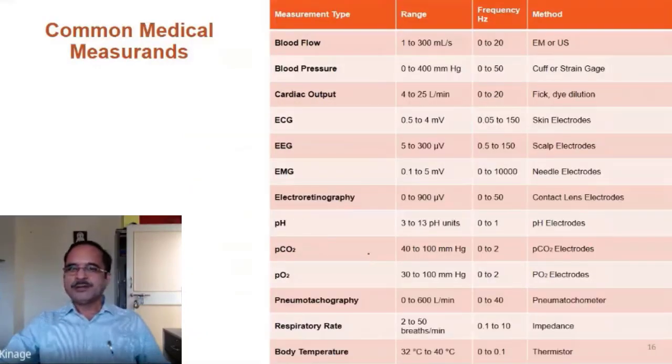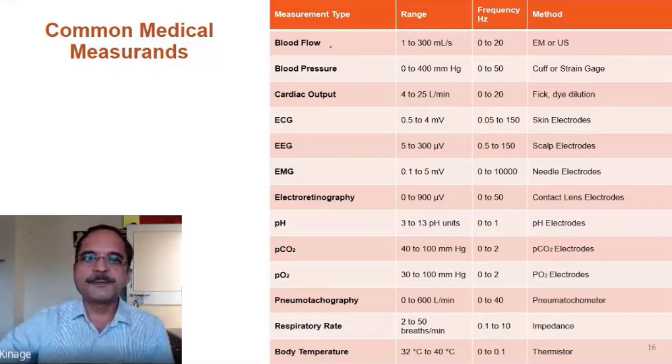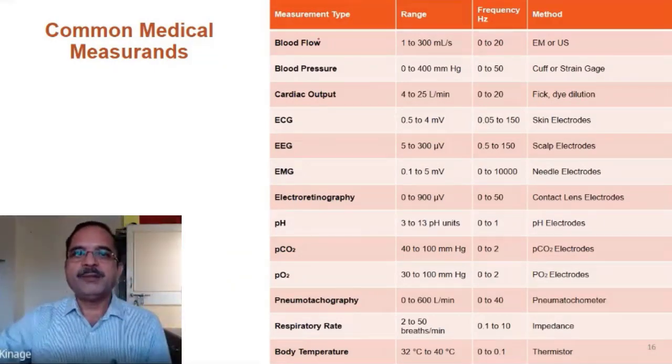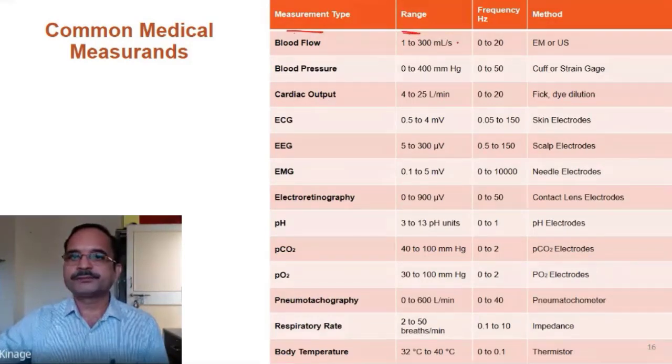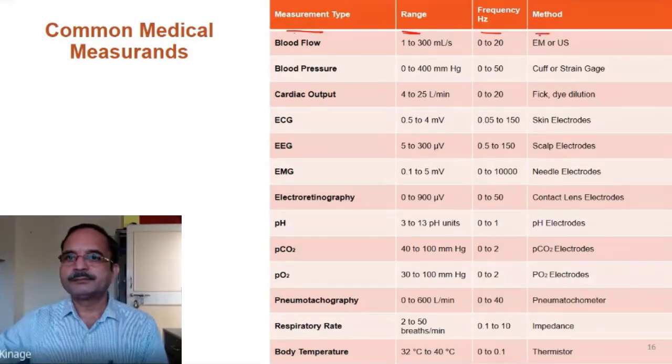Okay. Now this table again gives the similar list, but the parameters are different. The first column, it is the type of measurement. Second column, the range of the signal. Then frequency and the method. Okay.